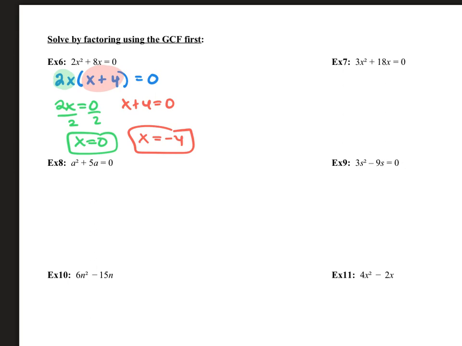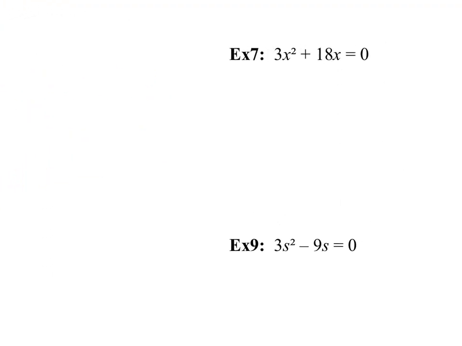So let's do example 7. Again, the first thing I'm going to do on example 7 is factor the left side. So I'm going to find the GCF of 3 and 18, which is 3. I'm going to find the GCF of x squared and x, which is x. I'm going to write what's left inside, which would be x plus 6, bring down my equal 0.